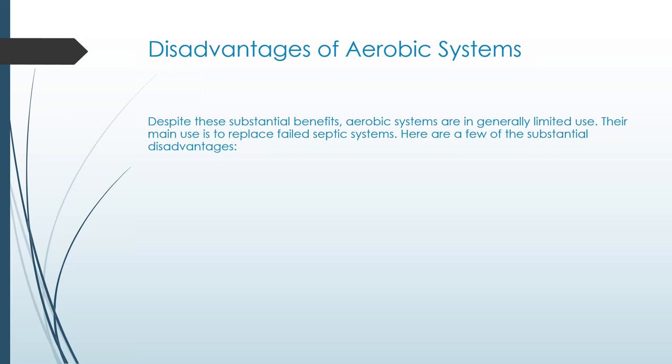Since these systems use electric pumps to circulate air through the sewage, the site must have electricity and the owner must bear the ongoing cost of electric usage. These are substantially more complicated systems than traditional gravity-powered systems, and as such, their ongoing maintenance costs are much higher.